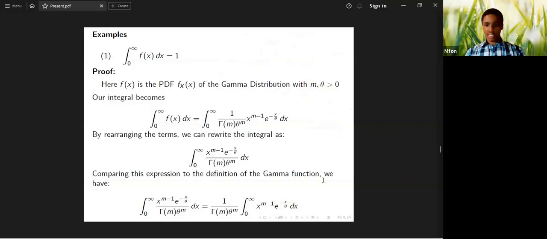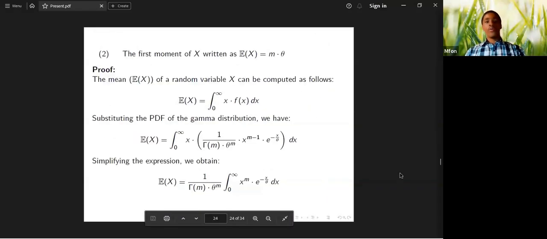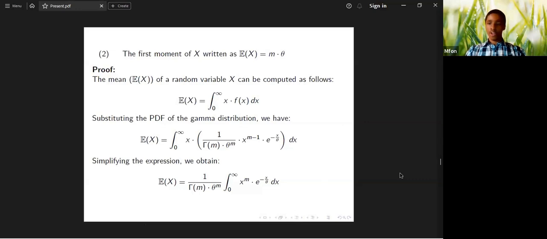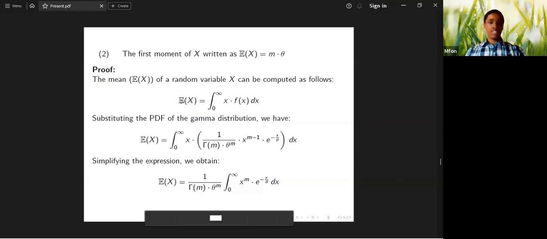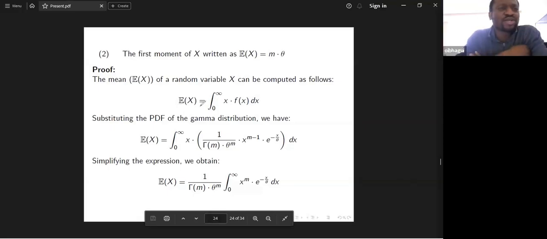Let's move to the next proof. Here we're going to prove the first moment of a random variable x under the gamma distribution is equal to m times theta. The first thing we need to know here is the expected value of x.